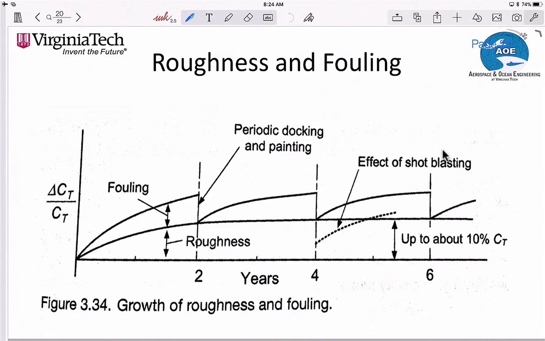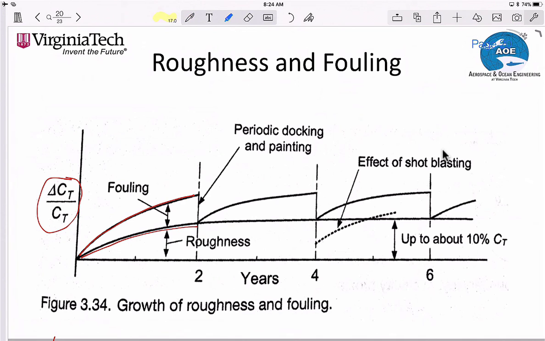Okay, this comes back to the point I was making. So what happens typically is the fouling will increase over time. The roughness then goes up, and you'll get some increase, some delta CT. You'll get some growth, and then you'll bring it in to the shipyard and do periodic dock.